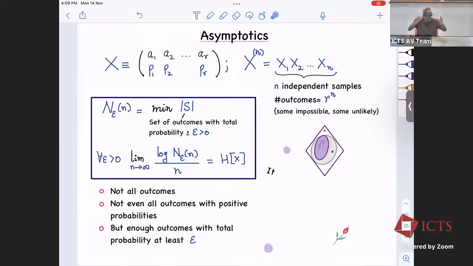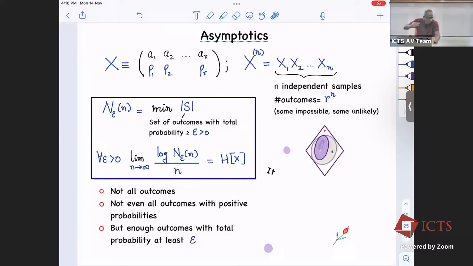Now your question is, find the smallest set of strings so that their total probability is at least epsilon. Think of epsilon as half. And you take the log of that number and divide by n, and take the limit as n tends to infinity. This quantity is the entropy of the original random variable. You had an original random variable x, you conducted this experiment by looking at x independently again and again, and look at the outcome possibilities and try to collect enough so that they have significant probability. It turns out that that number goes as 2 to the power something times n, and that something is entropy.